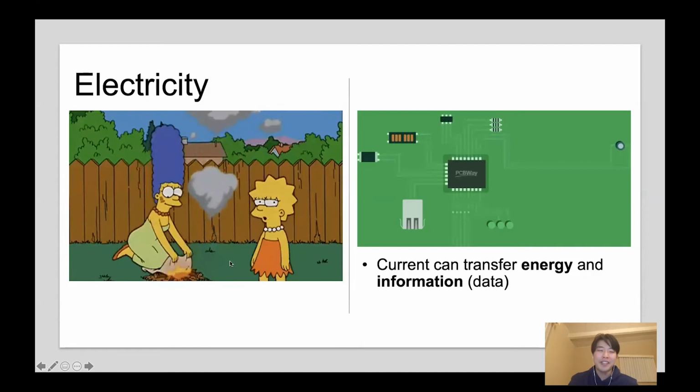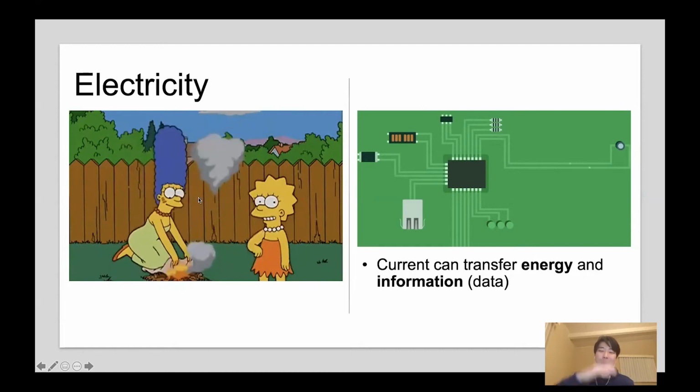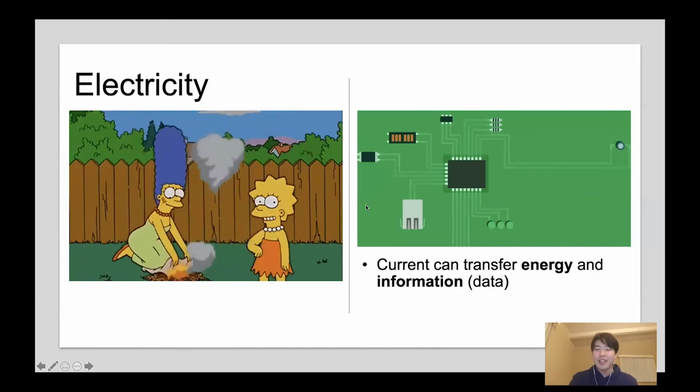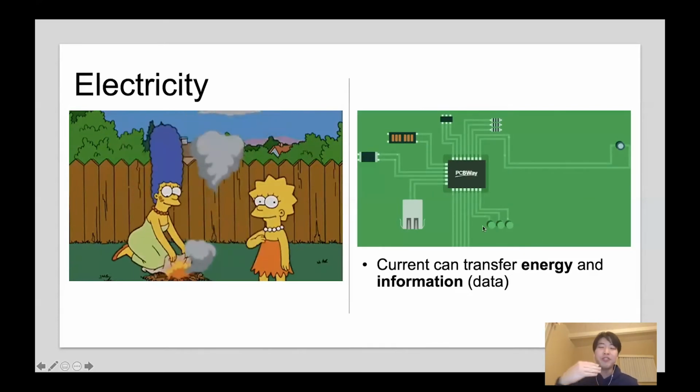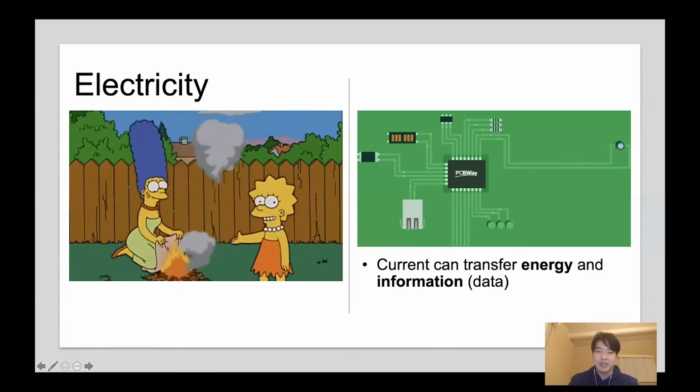So on the left side is Simpson, the Simpsons. And what she's doing is she is creating what? A smoke signal. By letting some of the smoke go on and off, and on and off, she can create some sequence or pattern of smoke that other people from far away can understand. Same thing for electricity. By letting current flow or not flow in a certain pattern, machines can understand each other. So this is why we learned a little bit about electricity.